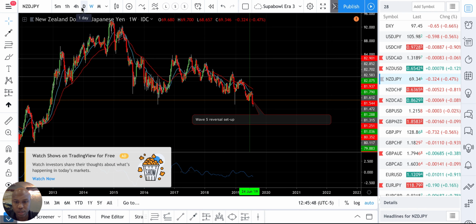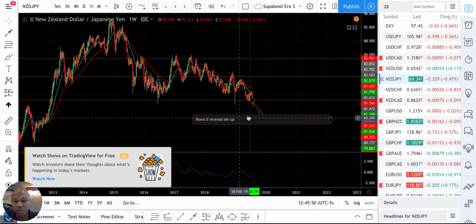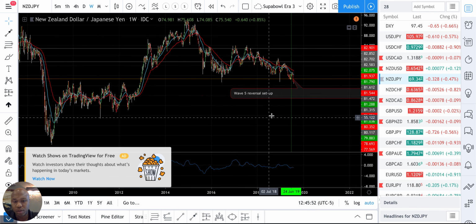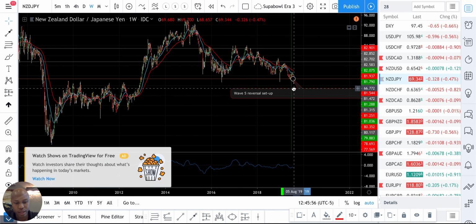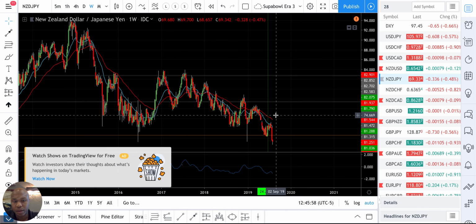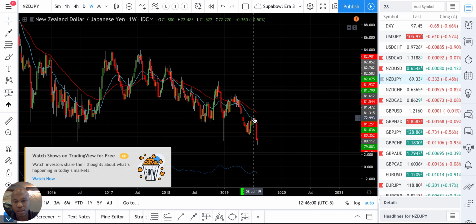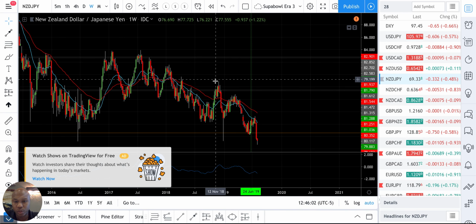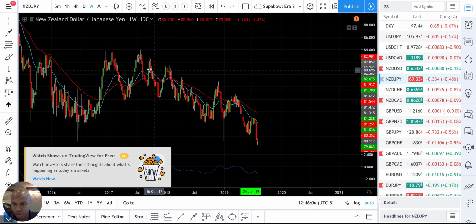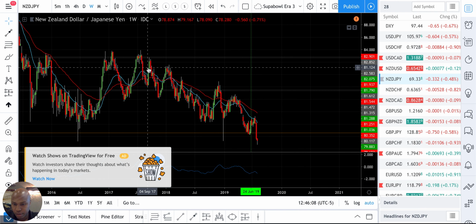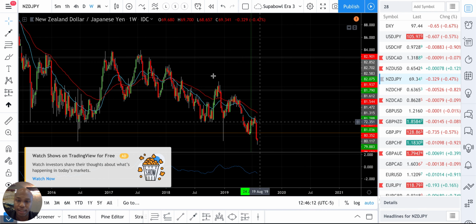Higher time frames kind of said wave 5 reversal setup. I've been really wrong about this, so I'm probably going to stop making these predictions until I actually get it figured out, because it's just a distraction and it's incorrect. So it looks like we are steady trending downwards and have been for a while, since around this area. So that's September of 2017. We've been going kind of steadily down.